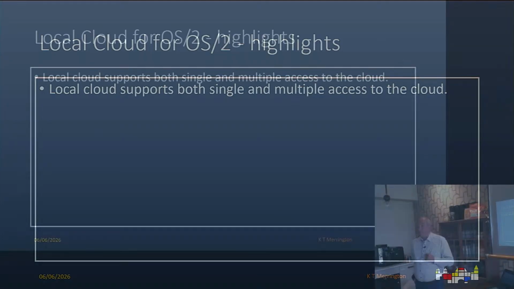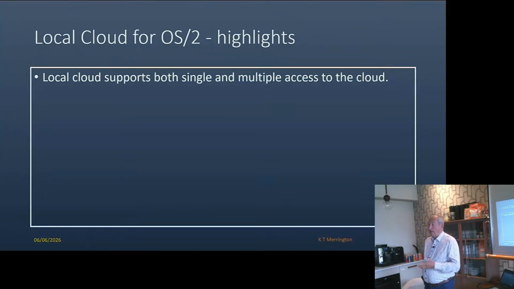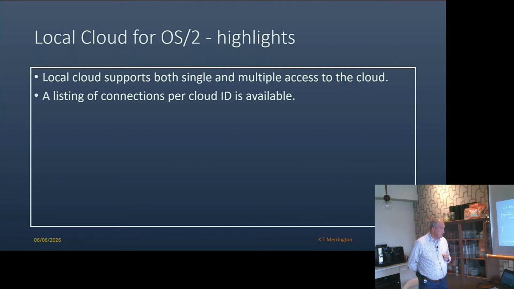Local cloud supports single and multiple accesses to the same cloud. So for example, if you have two PCs, which two people use or you use, they can both be synchronized via that cloud. It supports this. When you have multiple connections, you probably want to know what they are. It will show you what connections are used.